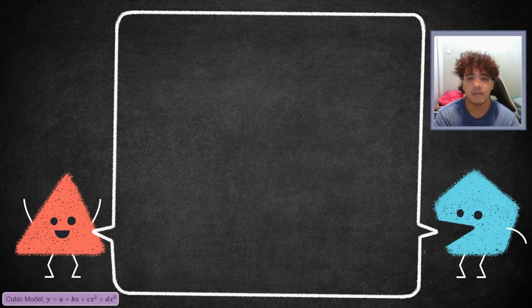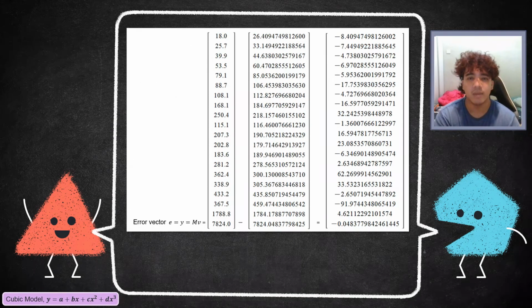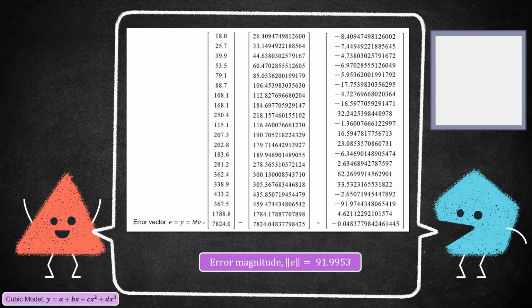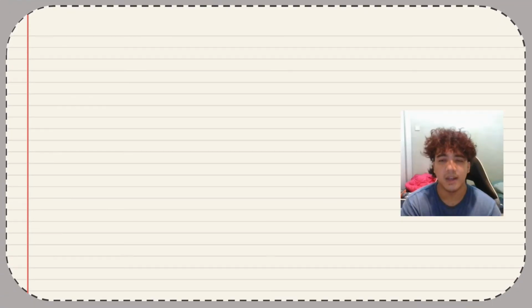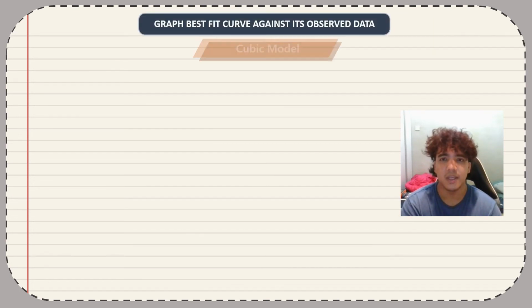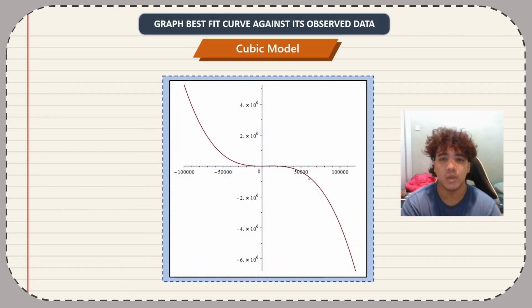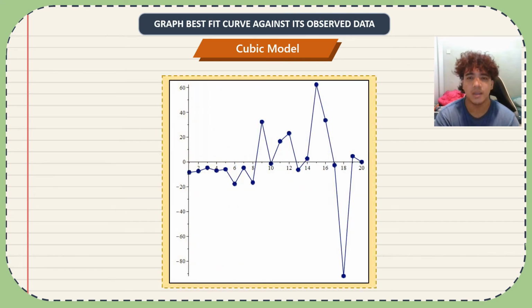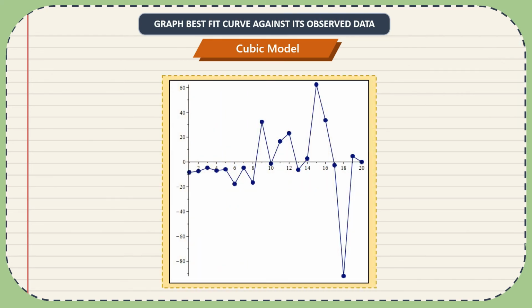The next is the error vector. E equal to y minus MV. So we get the magnitude of the error vector equal to 91.9952655497357. And lastly, this is our graph. The graph of the best fit curve against the observed data is a cubic graph, and this is the error vector against x value graph. That's all from me. Thank you.